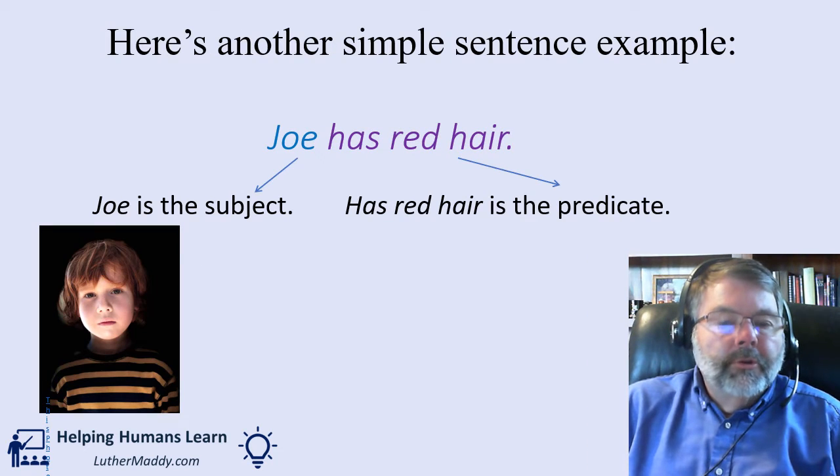Here's another very simple sentence example. Joe has red hair. Again, subject and predicate. Joe being the subject, has red hair is the predicate. We're going to get a little bit more complex as we go, but that's the very basic structure of a sentence, subject and predicate.